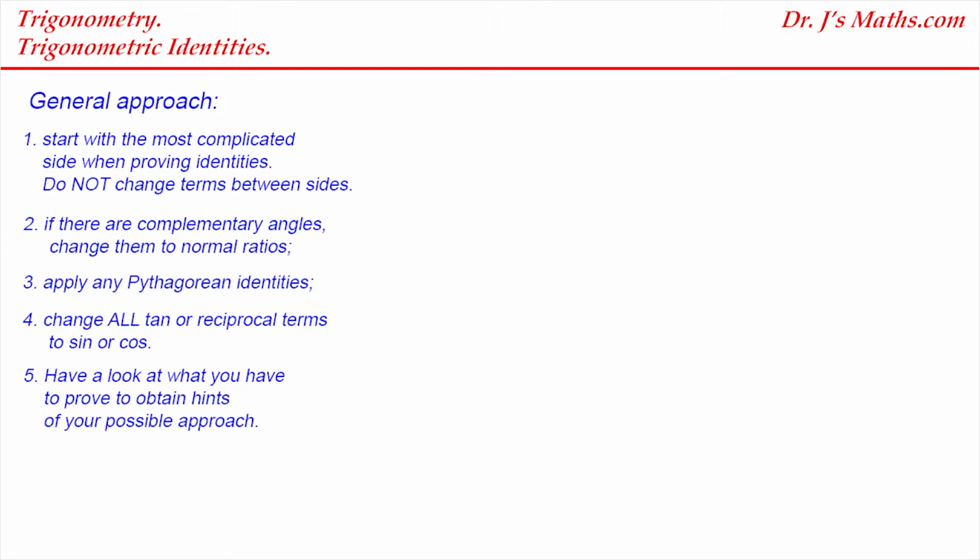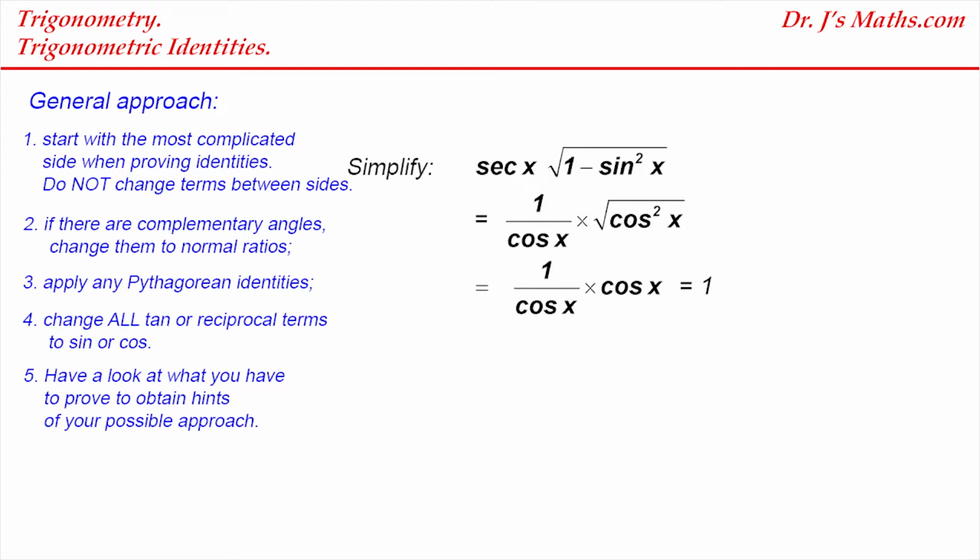Be smart. So for example 1, we have to simplify sec x times the square root of 1 minus sine squared x. First step, sec x, we don't want it. Put it to a 1 over cos x with a reciprocal relationship. In terms of the square roots, we know we've got a Pythagorean identity there, and we can replace the 1 minus sine squared with a cos squared x. Rewrite the 1 over cos x, take the square root of cos squared x, we have a cos x.